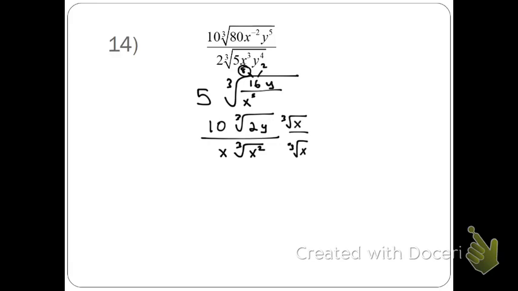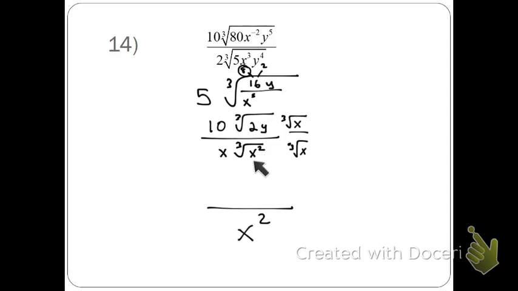Mr. Dice, why are you doing that? Because look, first of all, I haven't changed the problem because I multiplied it by 1. Cube root of x over cube root of x is 1. Agree? Guys, what's the cube root of x squared times the cube root of x? The cube root of x cubed. And what is the cube root of x cubed? X. So my denominator becomes x squared.